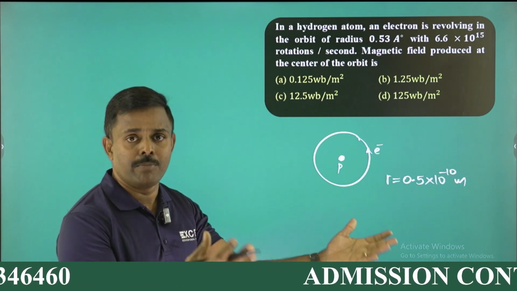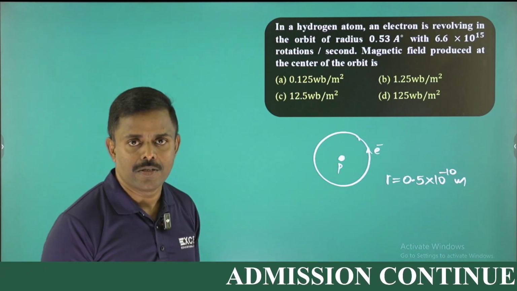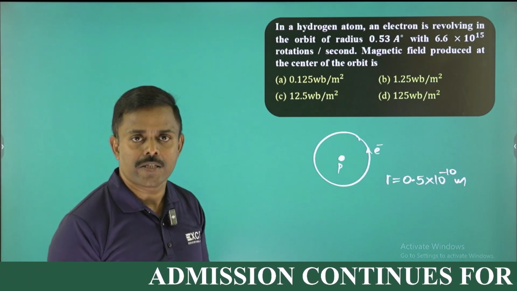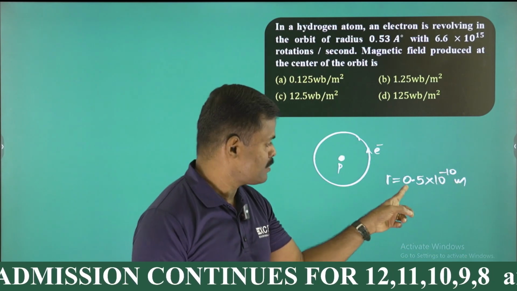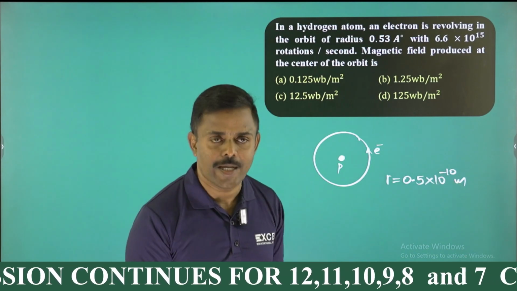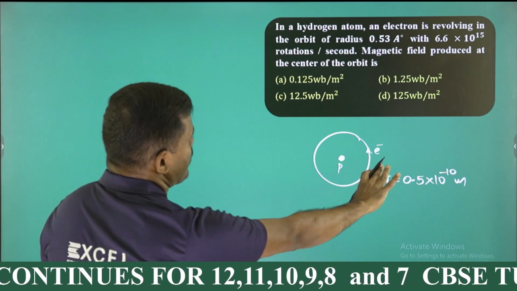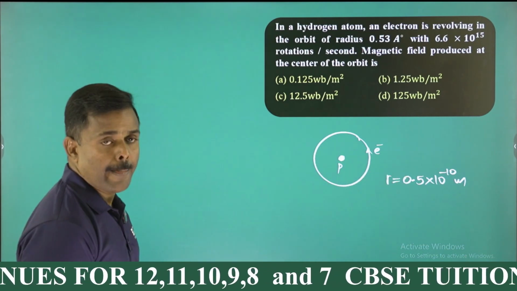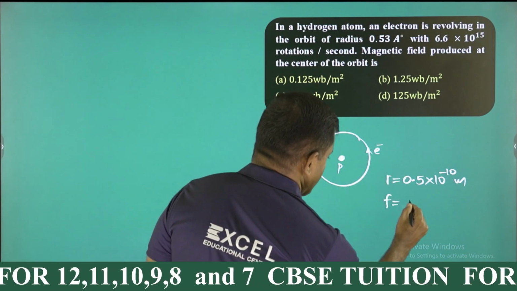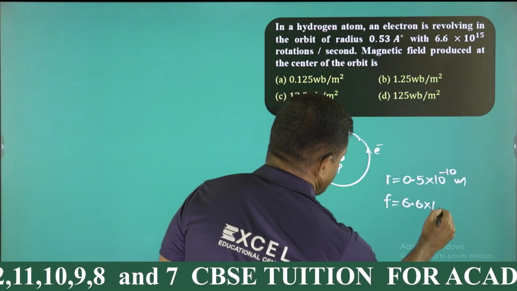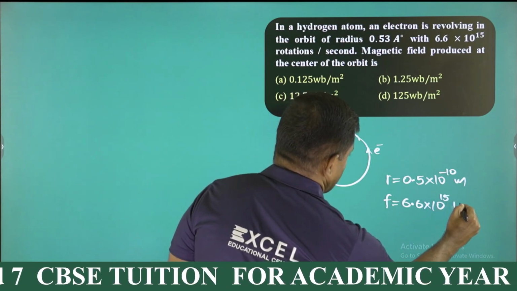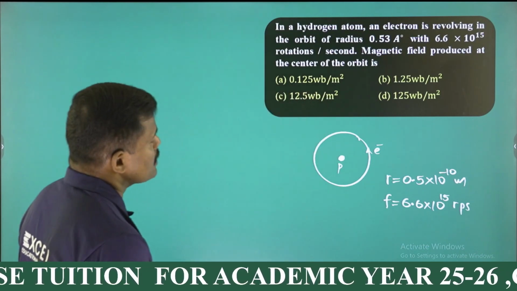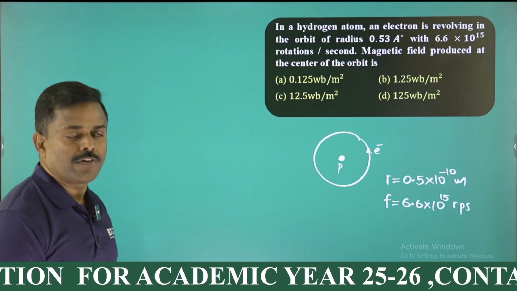Imagine you have $1 billion in your account. So you won't care about the $100 lost, right? Same way, when the power is so large, forget about those small numbers. So radius is 0.5 angstrom. Frequency is given. Frequency is 6.6 into 10 to the power 15 rotations per second, RPS. The magnetic field produced at the center of the orbit.